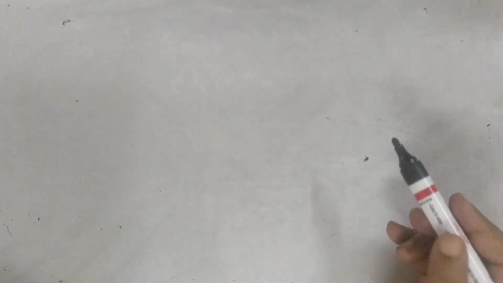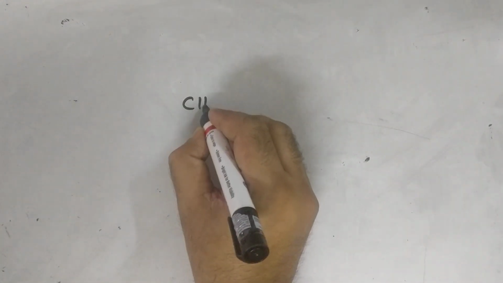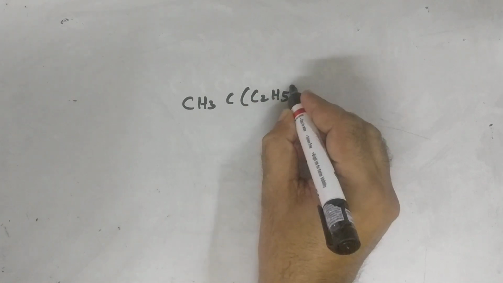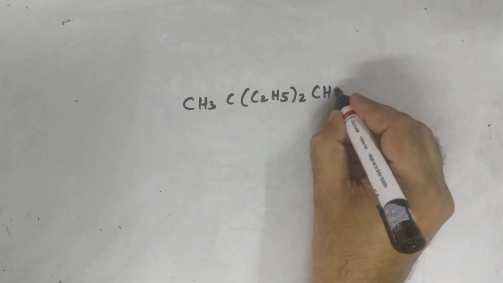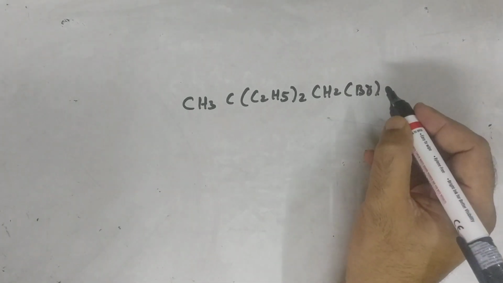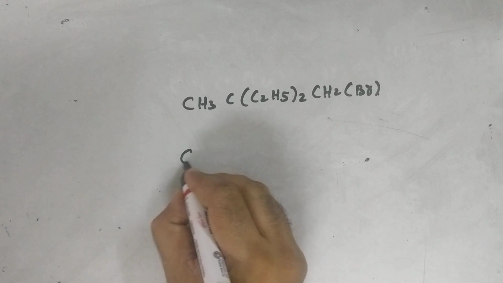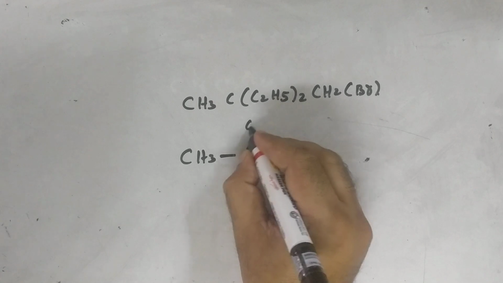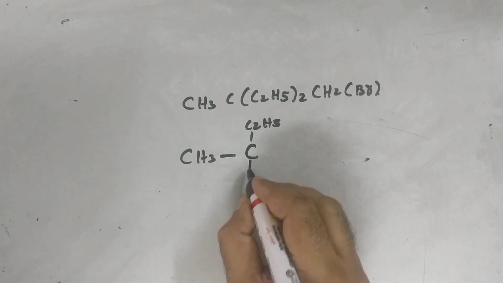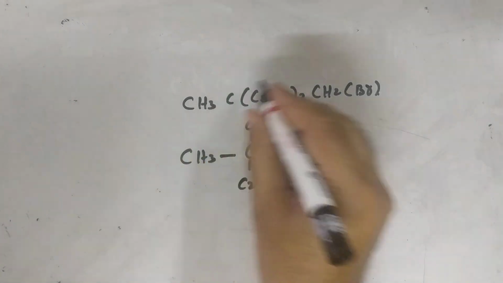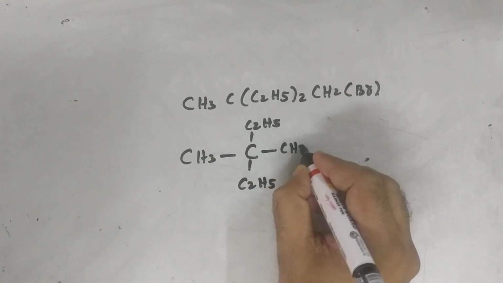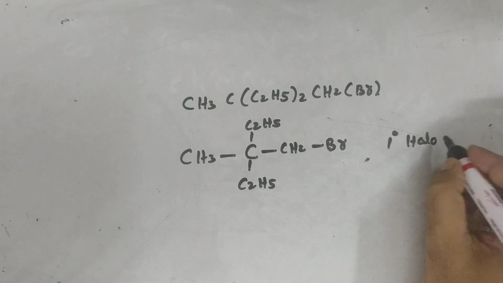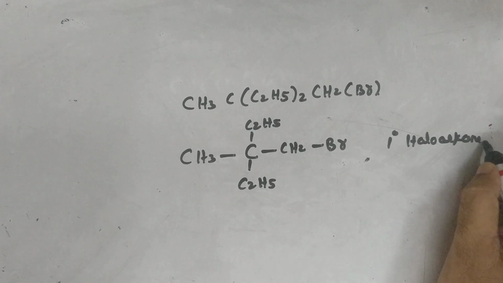Now let's see the next one. The next NCERT question says CH3C, C2H5 whole twice, CH2 Br. Now let's expand it. It will be like this: CH3 single bond C, C2H5 whole twice means there are 2 ethyl groups on this carbon. Then we have CH2, then we have Br. This is a primary haloalkane or primary alkyl halide. Haloalkanes, alkyl halides are the same thing.